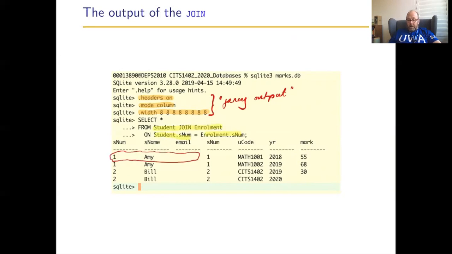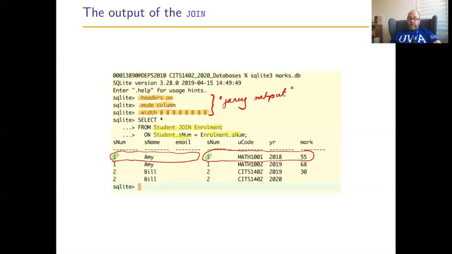This tuple, 1 Amy null, was from the student table. This tuple, 1 math 1001 2018 55, was a tuple from the enrollment table. At some stage, a big tuple obtained by just gluing those two together would have been formed, and then we only kept the ones that satisfied the condition snum equals snum. The student snum equals the enrollment snum.